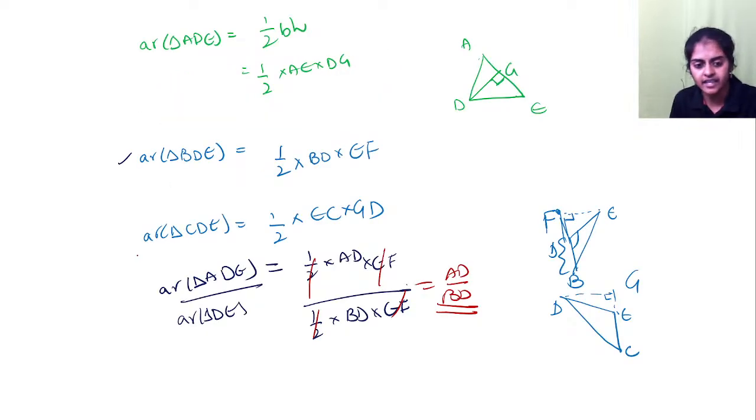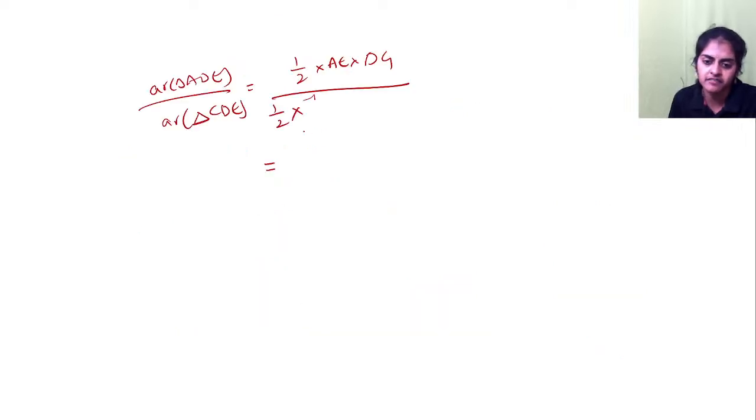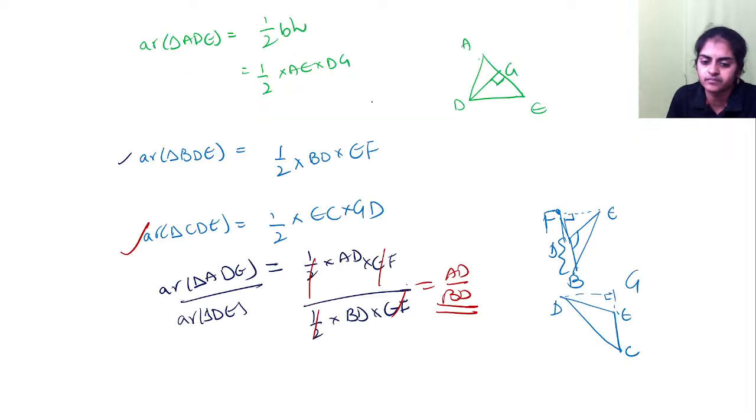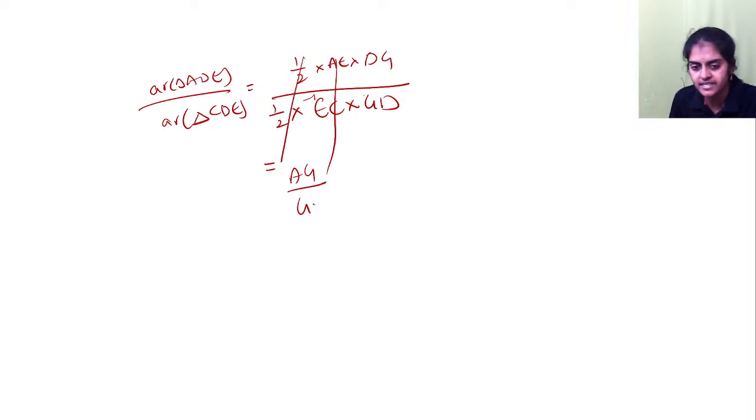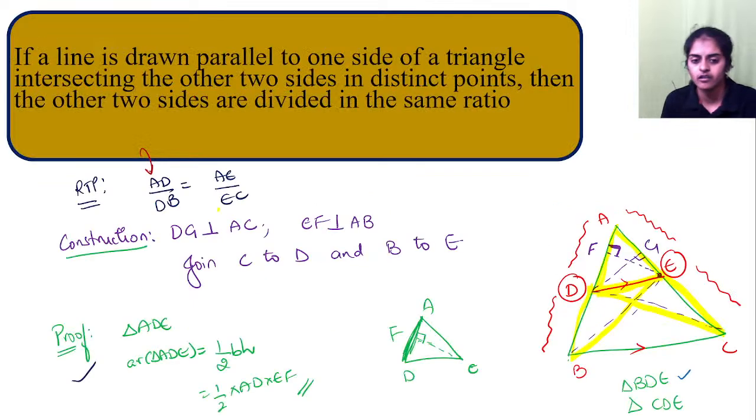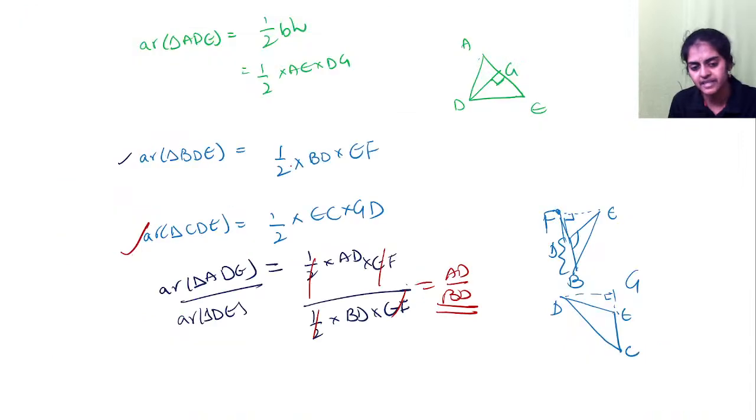Here, see, this triangle is done. Now let's use this triangle, half EC into GD. These two get cancelled, this also gets cancelled. So you have DG by GD. Okay, so you have AD by DB, you have AE by EC, and you have DG by GD.